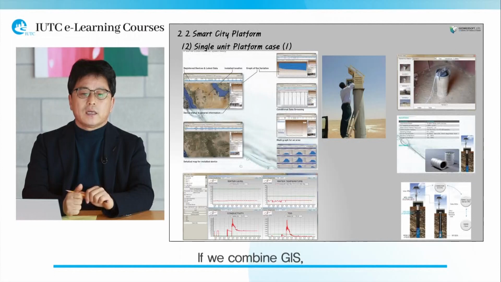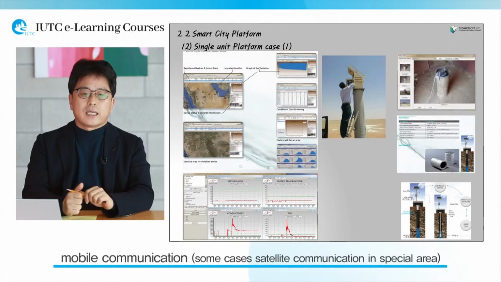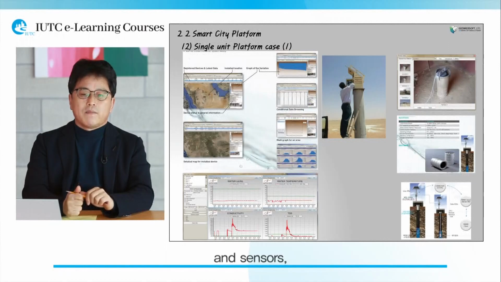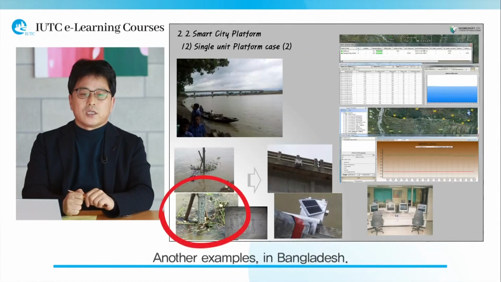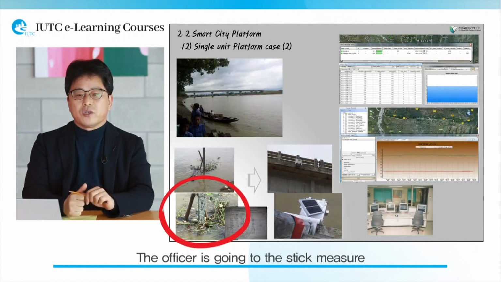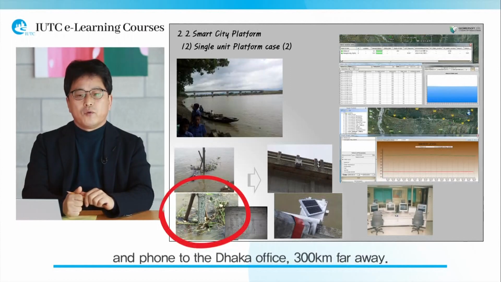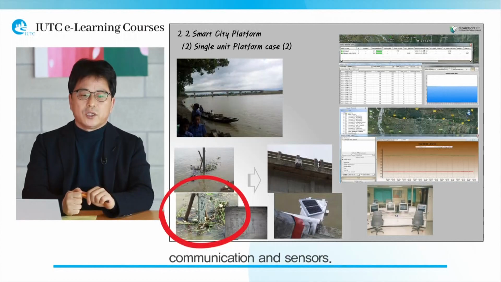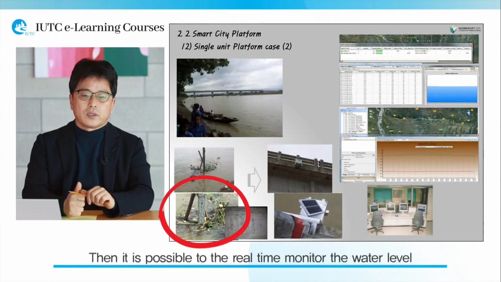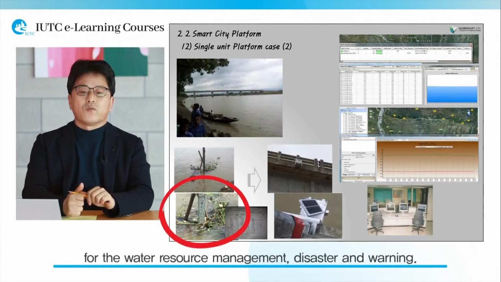If we combine GIS, mobile communication, and in some cases satellite communication in special areas, and combine sensors, you can get remote information in real time in the office. Another example is in Bangladesh. The officer goes to read the measuring stick 2 times per day, and writes the water level and phones the information to the Dhaka office 300 kilometers away. We can use the combined technology of GIS, communication, and sensors. Then it is possible to monitor the water level in real time for water resource management and disaster warnings.